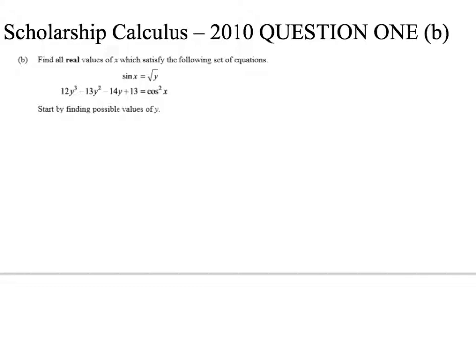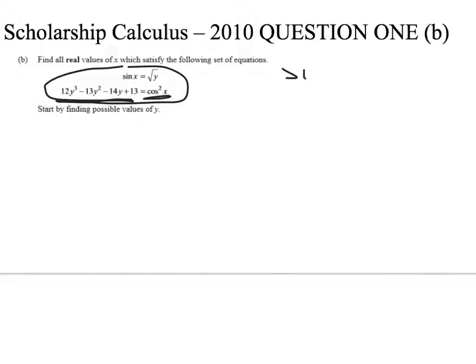This is the 2010 Scholarship Calc paper, question 1b, and it's a question with two little equations. We're asked to find all real values of x which satisfy this set of equations. So the first one is sine of x equals root y. The second one is a cubic in y, which equals cos squared of x.